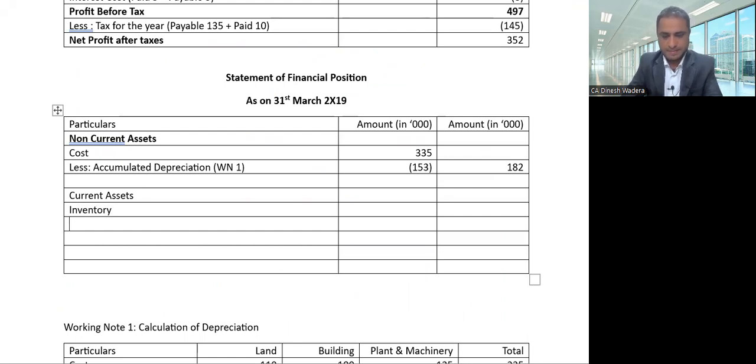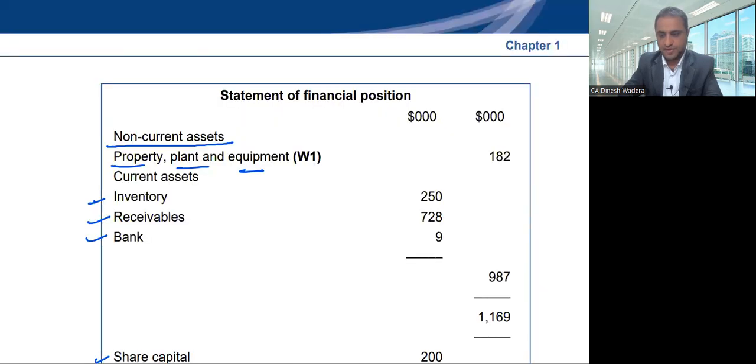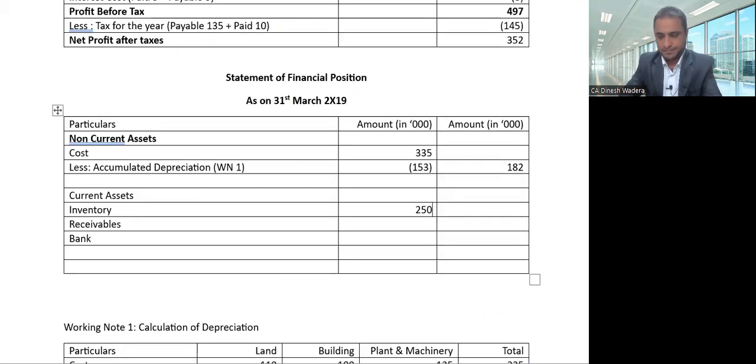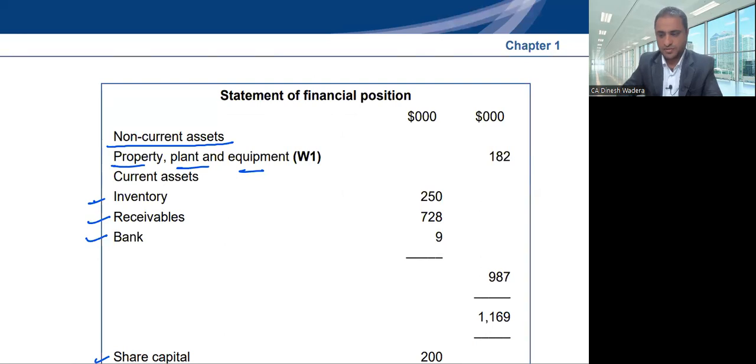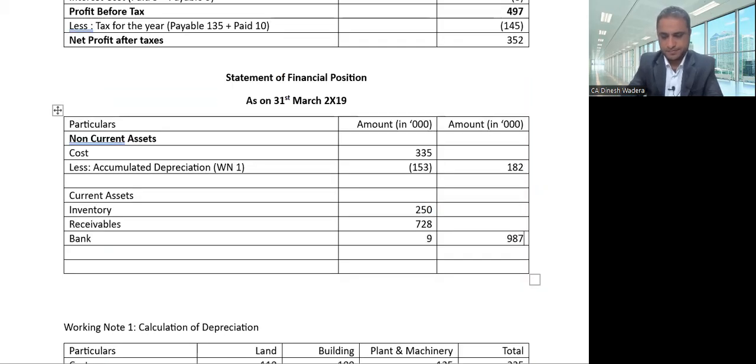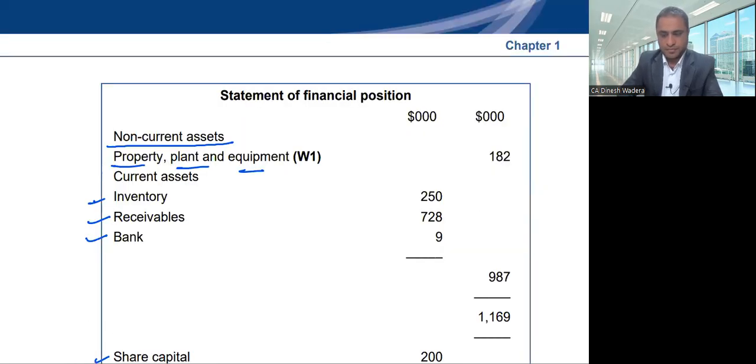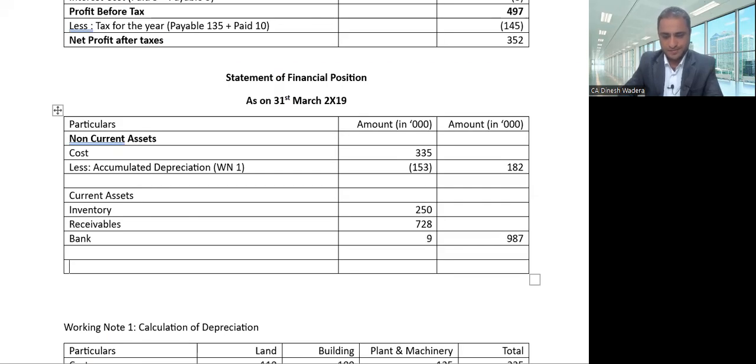Inventory, receivables, and bank balance. 250, 728, 9. Which comes to 987. So you can make a subtotal here, this side. 182 plus 987, 1169.